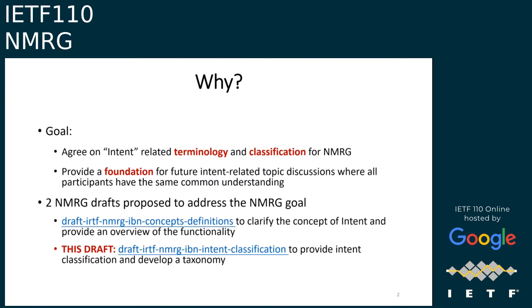So I just want to refresh on why, because last time there were a lot of questions around it. I wanted to repeat, at a very high level, what the goals overall for the NMRG were and what was proposed. The NMRG goals were to agree on intent-related terminology and classification, and provide a foundation for future discussions related to intent, where all participants have a common understanding. So it is really about sharing terminology and concepts. Originally, two NMRG drafts were proposed to address this goal. The first one is not the one we are talking about here. It's the concept definitions draft, to clarify the concept of intent, and it also provided an overview of the functionality. And the draft I'm presenting today is the classification draft, to provide intent classification and develop a taxonomy for intent-based networking or intent-driven networking. Next.